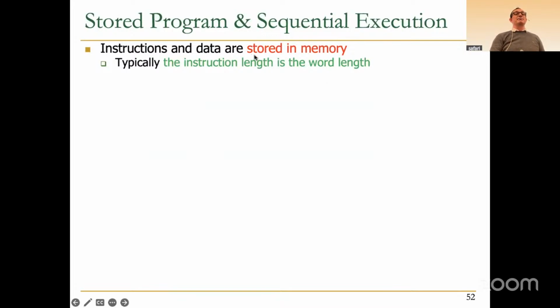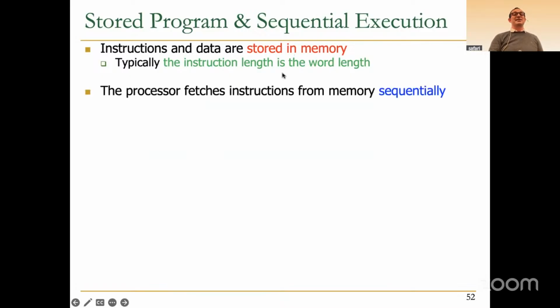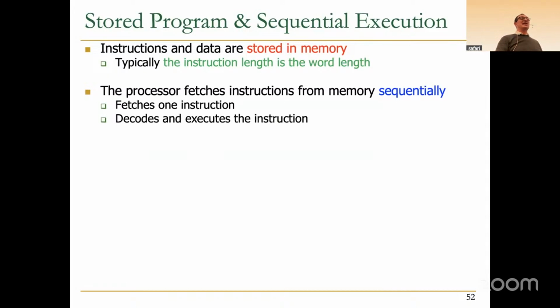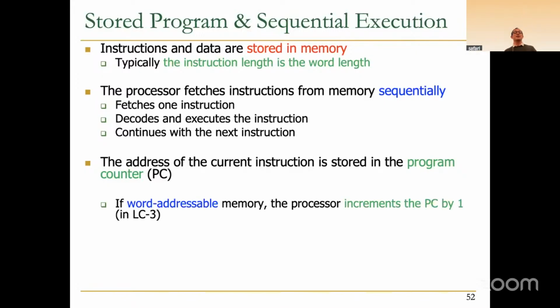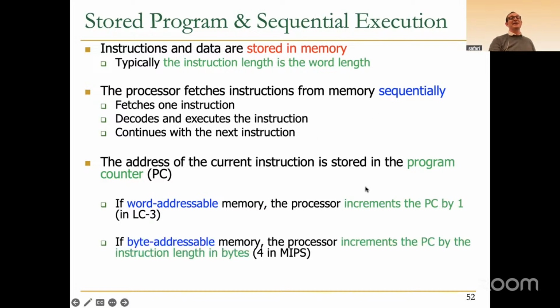Instructions and data are stored in memory. Typically, the instruction length is the word length. The processor fetches instructions from memory sequentially. It fetches one instruction, decodes and executes the instruction, continues with the next instruction after that. So the address of the current instruction is stored in the program counter, and then you increment it at some point while the instruction is being processed. If you have a word addressable memory, the processor increments the program counter by 1, because instruction is 1 word, and then you keep incrementing the program counter. If you have byte addressable memory, the processor increments the program counter by the instruction length in bytes.